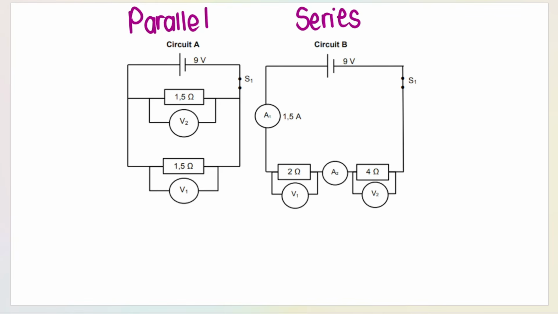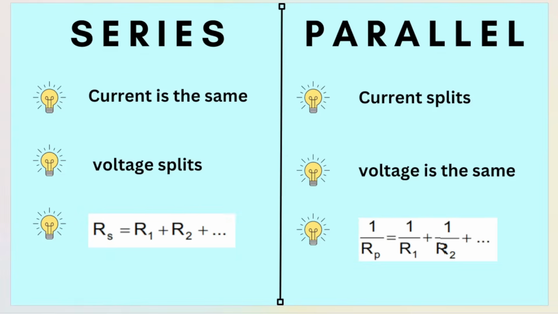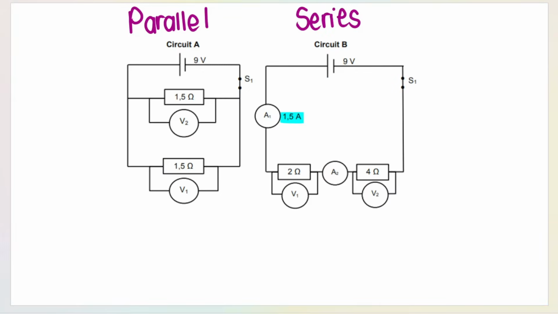What it means is, do you see that the ammeter over here measures 1.5 amperes? Now, remember we said in series, current is the same everywhere in the circuit. What that means is the total current is 1.5 amperes. So 1.5 amperes will flow through the battery. 1.5 amperes will flow through the ammeter. 1.5 amperes will flow through the 2 ohm resistor. The reading on A2, the reading on this ammeter is 1.5 amperes. 1.5 amperes flows through the 4 ohm resistor. 1.5 amperes flows through here and back to the battery.